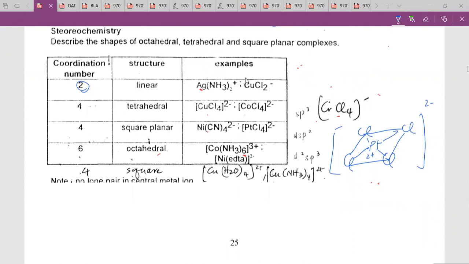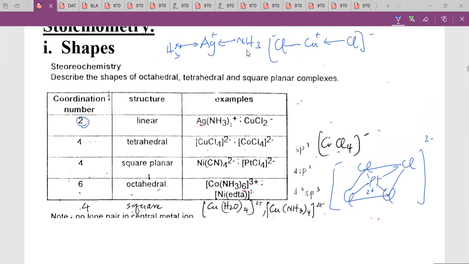As I said, the structure of the complex ion depends, of course, on the molecular formula of the complex ion. Now, in this case, the molecular formula of silver diamine and copper 1 chloride is linear because the coordination number is 2. It's like here, right? Silver 1 to 2. So 2 here, 2 negative bonds here.